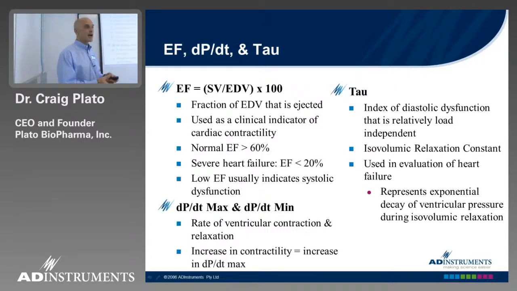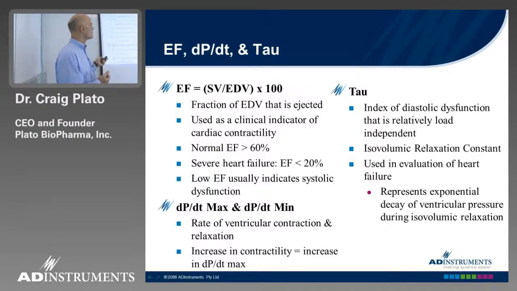Okay, ejection fraction, I touched on this briefly. Again, it is the fraction of end diastolic volume that's ejected. And so it is the stroke volume divided by end diastolic volume, and it is always expressed as a percentage. It's used as an index of clinical cardiac contractility. Again, normal being about 66% or above 60%.